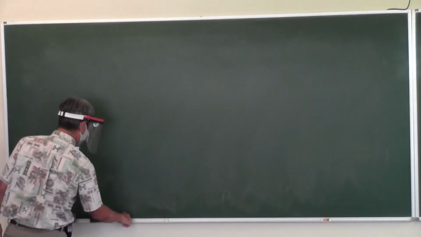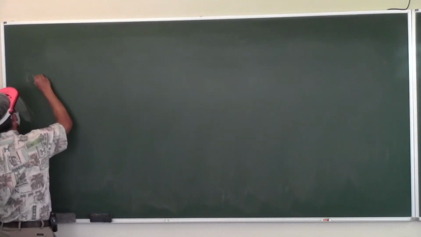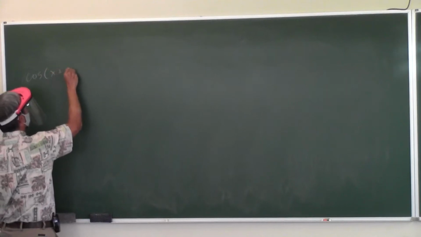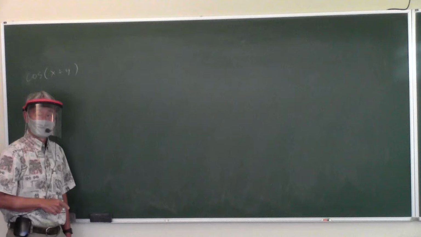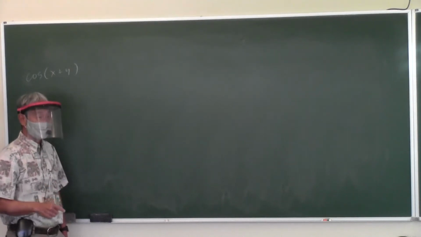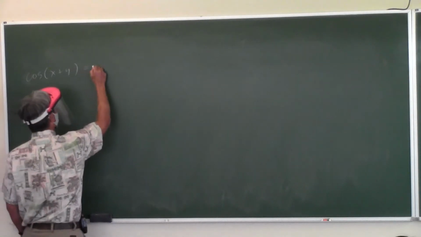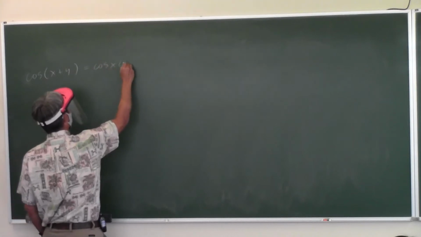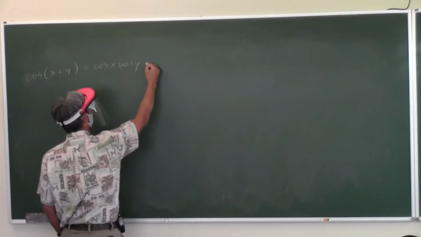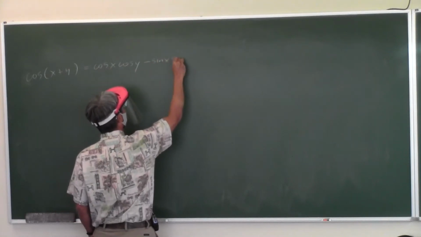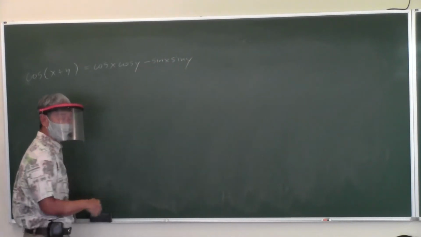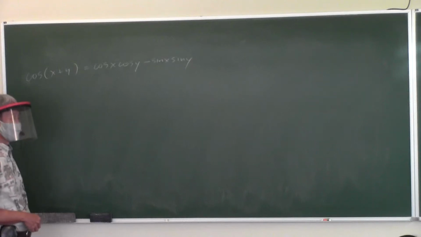Normally students remember these. So cosine of x plus y, so you have a sum of two angles. Can I just distribute the cosine? Oh, you can, except it's going to be a fatal error. Don't you dare distribute. Cosine, cosine, what? Plus or minus? Minus sine, sine. That's the sum identity for cosine.